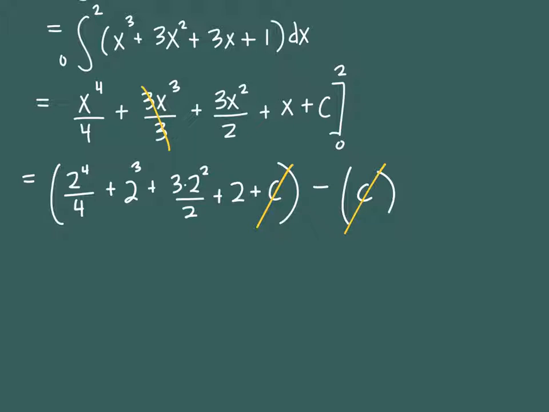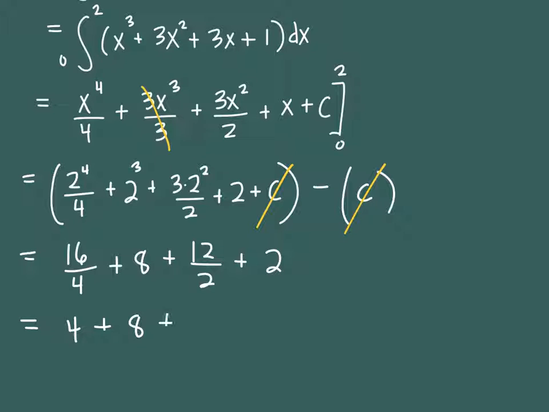And then the c's will cancel out. So you're going to end up with 16 over 4 plus 8 plus 12 over 2 plus 2. So that'll be 4 plus 8 plus 6 plus 2, which works out to be 20. And this had the exact answer area of 20.